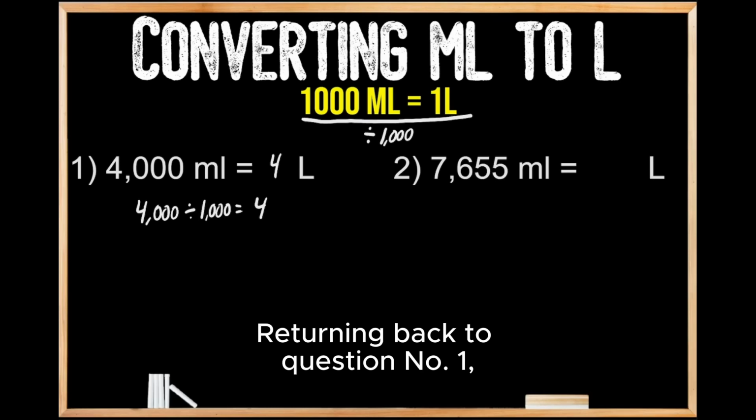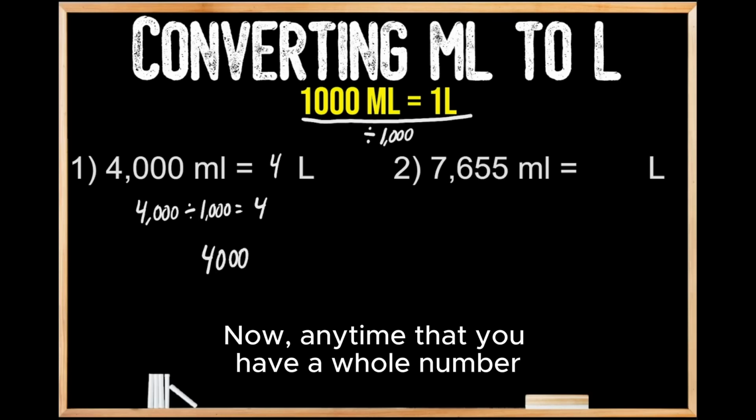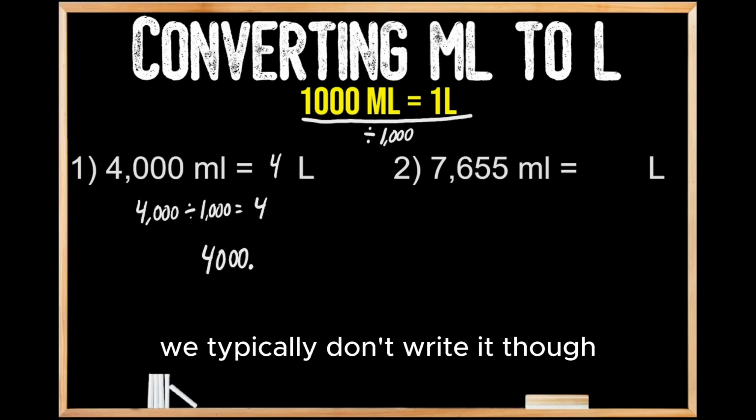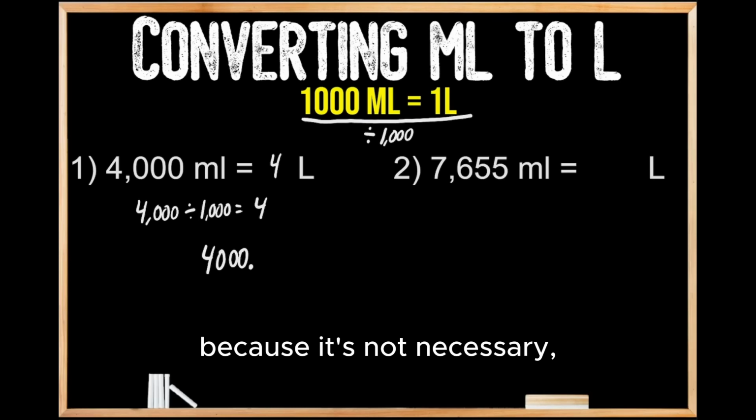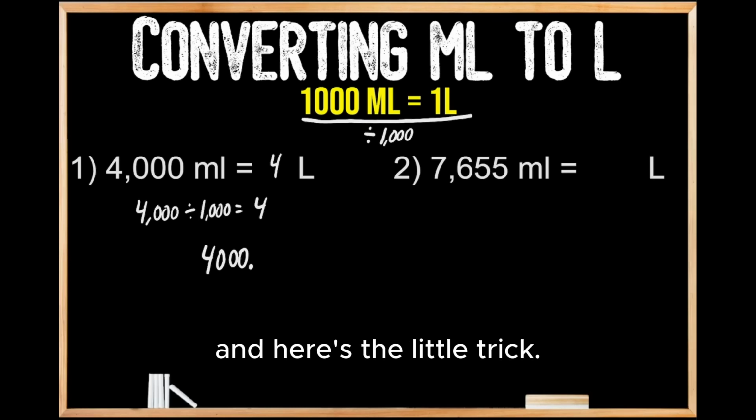Returning back to question number 1, we started out with 4,000 milliliters. Now, anytime that you have a whole number, there is a decimal written to the right of the whole number. We typically don't write it though because it's not necessary. But we are going to use it for our little trick. And here's the little trick.